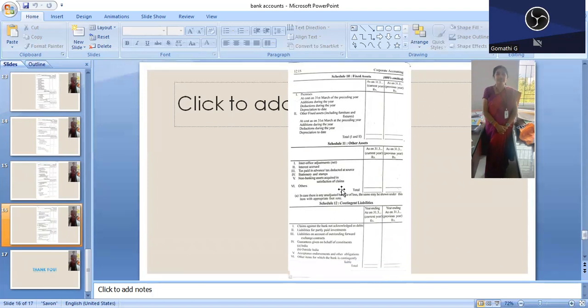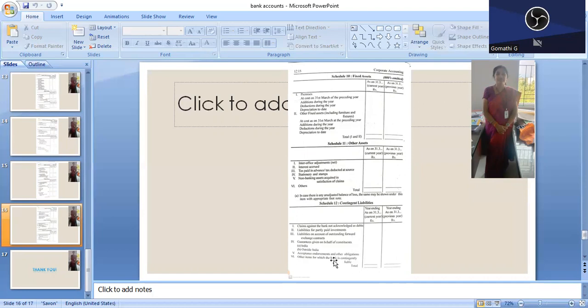The last schedule in the balance sheet, schedule number 12, contingent liabilities: claims against the bank not acknowledged as debts, liabilities for partly paid investments, liability on account of outstanding forward exchange contracts, guarantees given on behalf of constituents in India and outside India, acceptances, endorsements and other obligations, other items for which the banking company is contingently liable.